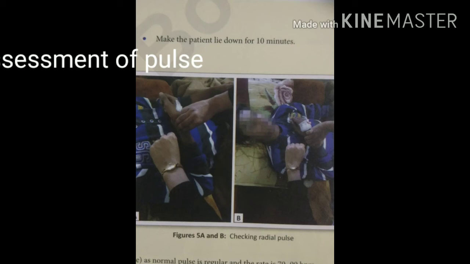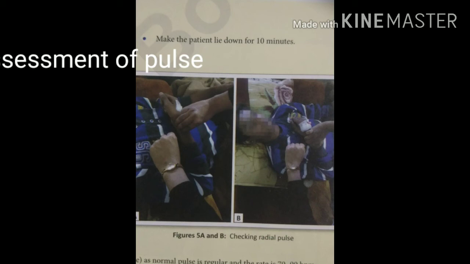Then select the site of the pulse, give a comfortable position to the patient, locate the site and place 3 fingers, excluding the thumb, lightly over the pulse site. The thumb has its own pulse, which can be mistaken for the patient's pulse. So count the pulse for 1 minute by keeping an eye on the second hand of the watch. Irregularities can be counted only if the pulse is taken for 1 minute.